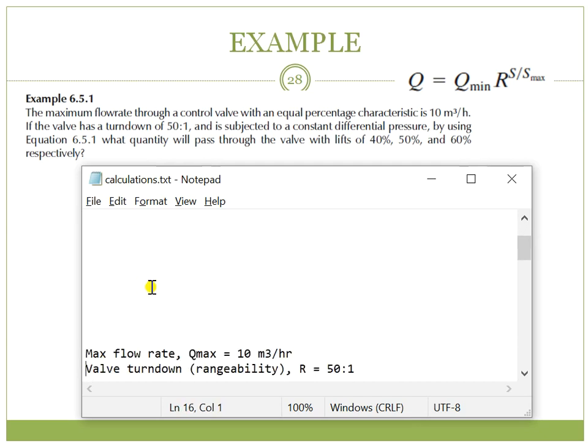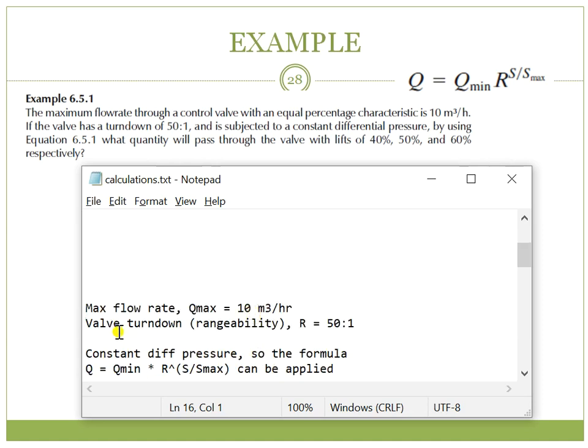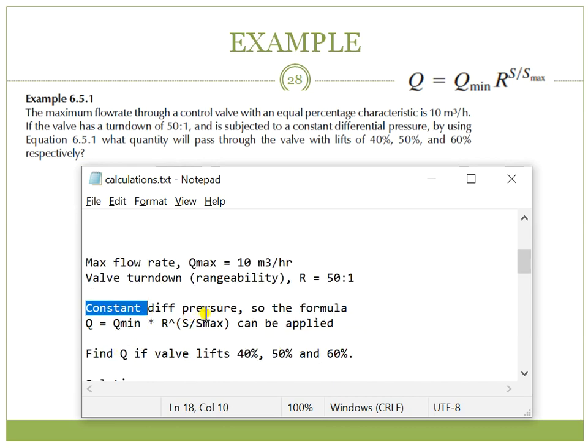So we are given the max flow rate, we call it Q max, equals to 10 meter cube per hour, and then the valve turn down or rangeability is given by R equals to 50:1. The constant differential pressure is assumed, which means we can use this formula.